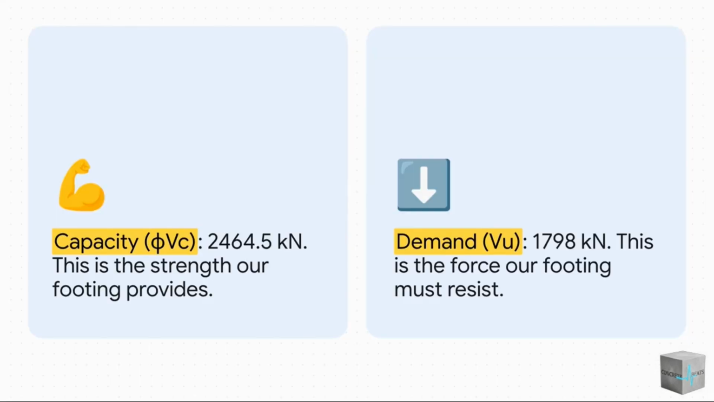And here's the moment of truth. We compare the two. Our capacity is over 2,400 kilonewtons, while the demand is just under 1,800. So capacity is significantly greater than demand. That's a pass. The footing is safe from punching shear failure.